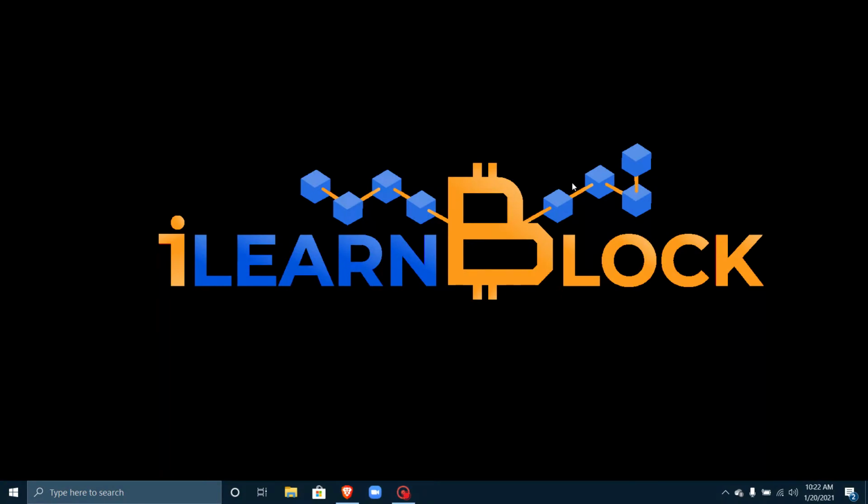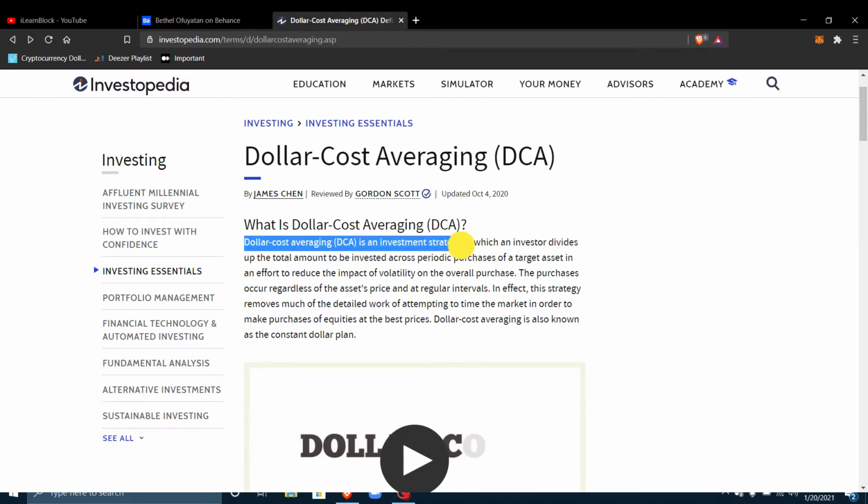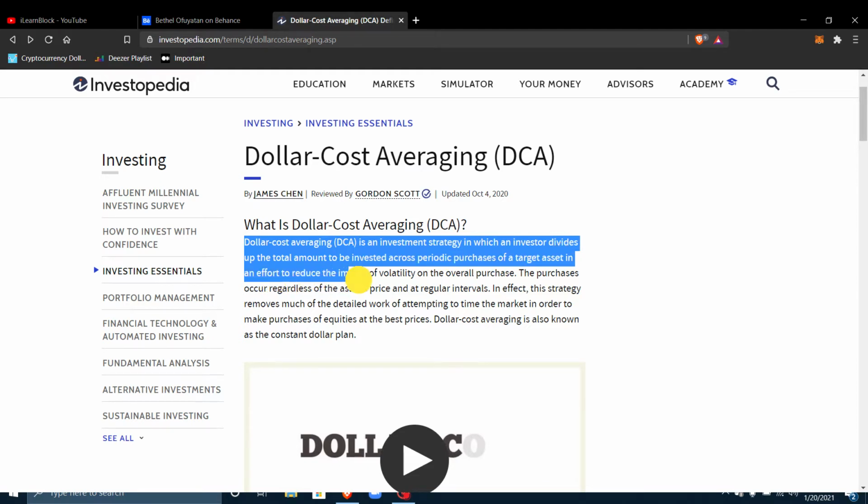Today we'll be talking about dollar cost averaging using Roqqu. According to Investopedia, dollar cost averaging is an investment strategy in which an investor divides up the total amount to be invested across periodic purchases of a target asset in an effort to reduce the impact of volatility on the overall purchases. So now what does this mean?